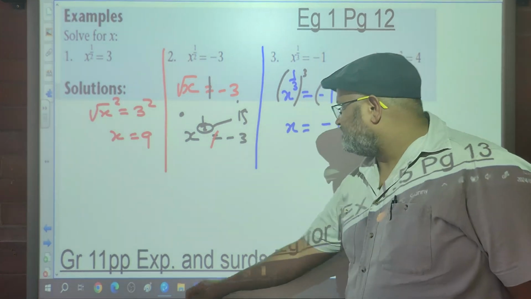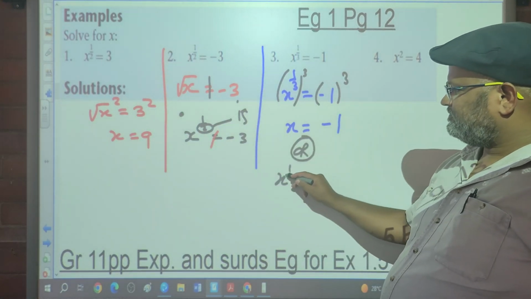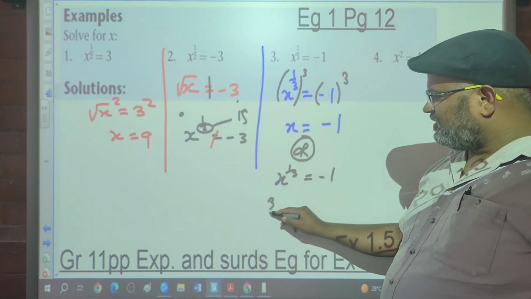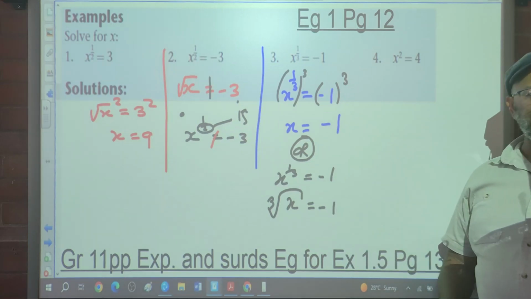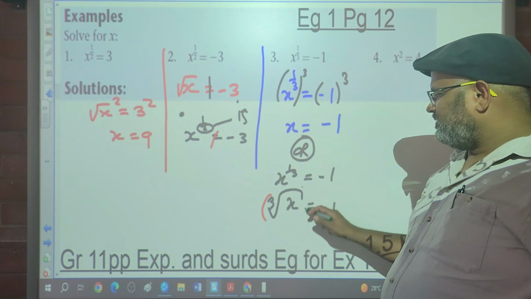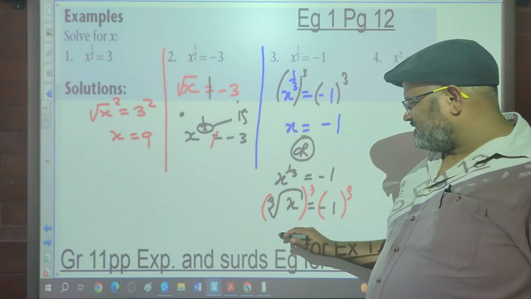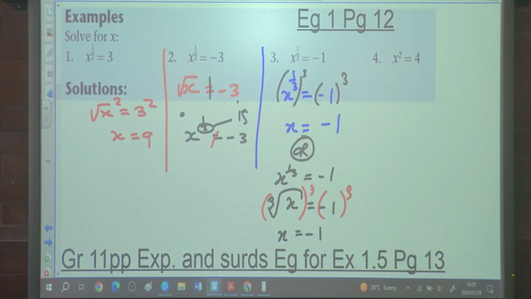Otherwise, I could change it to the radical form. This would be the cube root of x is equal to negative 1. How do I get x on its own? Cube both sides to get rid of the cube root. So x is equal to negative 1. Okay? Simple, no?